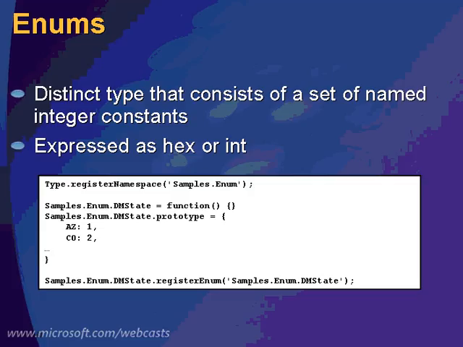You can express them as hex or int. Essentially, you've got your same namespace. You've got an empty constructor, if you will, and then inside of your prototype, you assign your values. In this case, I've got DM state, which is desert mountain states. My territory is desert mountain, so Arizona and Colorado are a couple states inside of my territory. And then you just call register enum, and you pass in the fully qualified path to your enum.